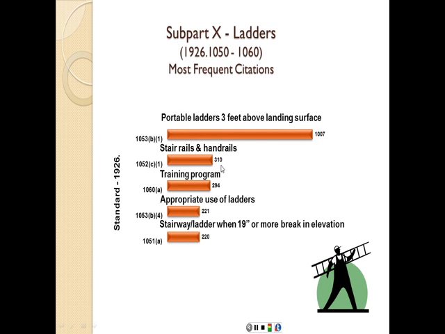310 violations were related to improper installation of stair rails and handrails, which is clause 1052C1. 294 violations for the lack of a training program, clause 1060A. 221 violations related to misuse of ladders, 1053B4, and 220 violations related to stairways, the absence of stairways or ladders when 19 inches or more break in elevation, which is clause 1051A.